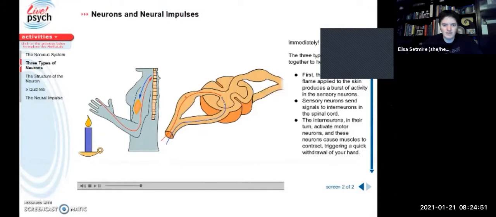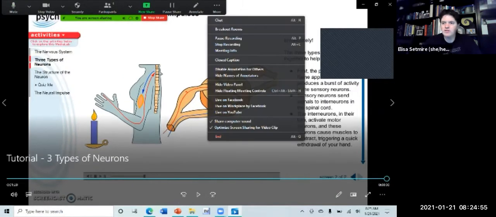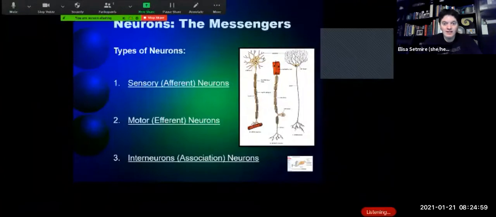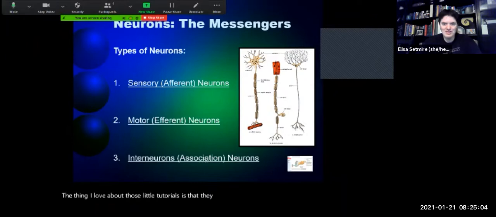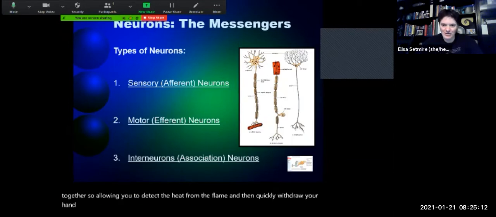So again, let me get back to our PowerPoint so I can get the captions. The thing I love about those little tutorials is that they do kind of show you how these work together. So allowing you to detect the heat from the flame and then quickly withdraw your hand by having all three of these work together in a chain. And some good life advice mixed in there for you. I love that.